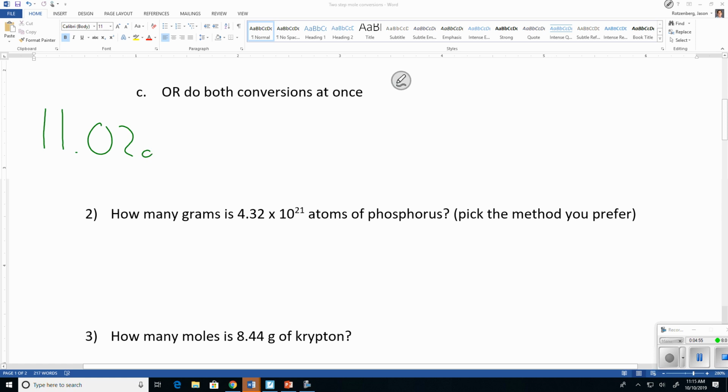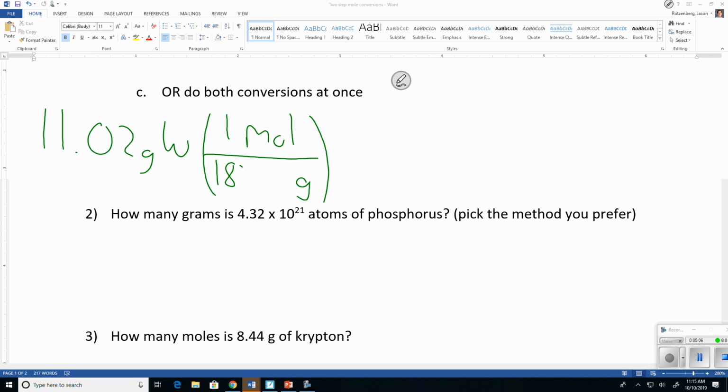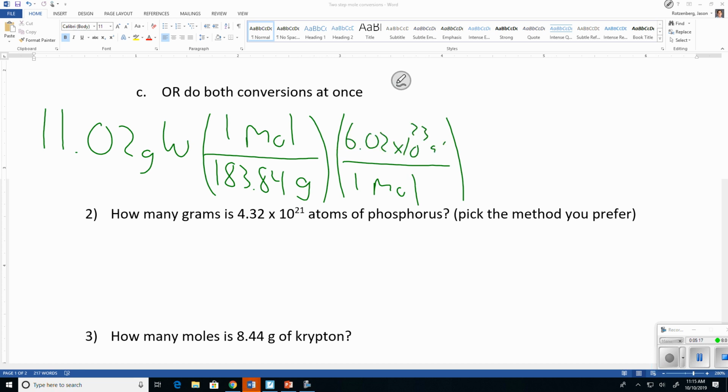11.02 grams of W, set up my first conversion of converting to moles from grams, and again, that number was 183.84. I would immediately do my second conversion. 1 mole's on the bottom, Avogadro's number is on the top. And then, kind of like Alexis was alluding to, I would get 3.609 times 10 to the 22nd atoms of W.